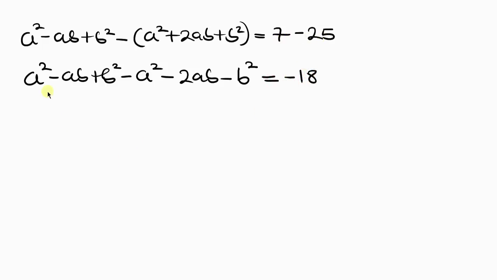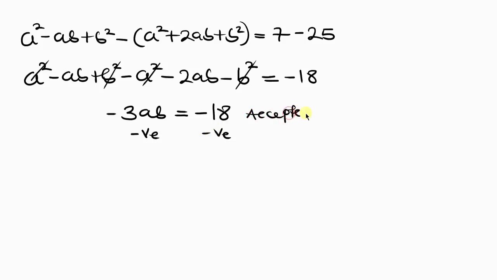Very good. Now notice that a squared minus a squared will be gone, and b squared minus b squared will be gone. So minus ab minus 2ab gives minus 3ab. And this is equal to the right-hand side, minus 18. Now notice that we have the same signs on both sides. We have negative on the left, and we also have negative on the right. So this is accepted.